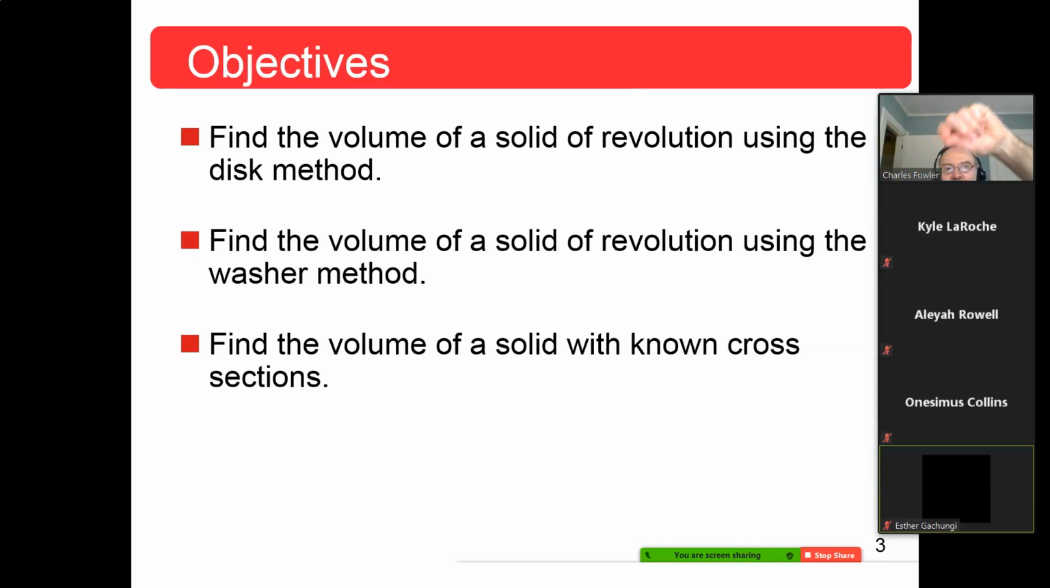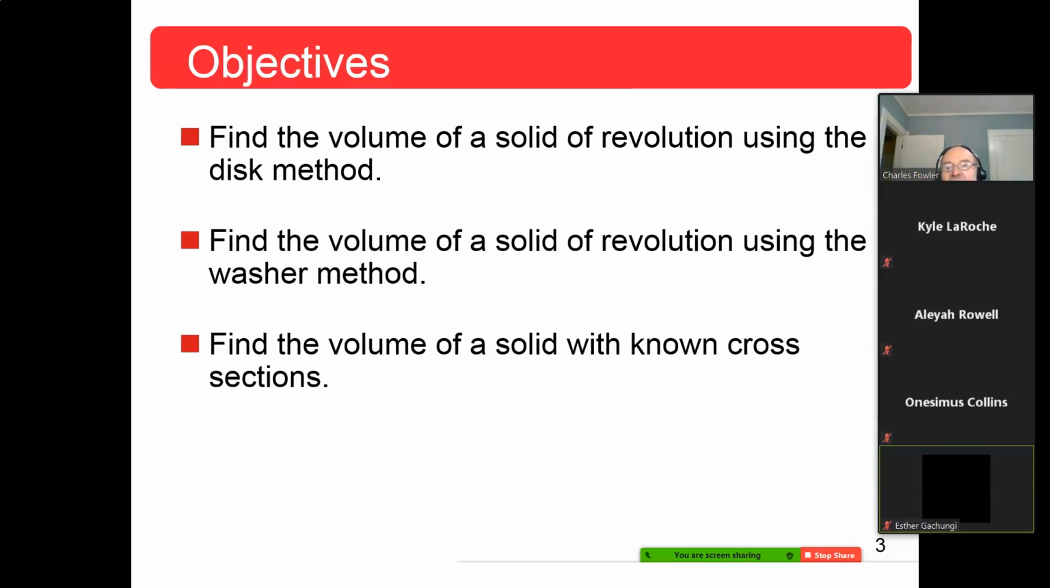Taking a curve, whatever the curve is, revolving it around the axis or some axis. It doesn't have to be the x or the y axis. It could be the line x equals 3, or anything like that. We'll find the volume of a solid of revolution using what they call the washer method. Now, the difference between a disk and a washer: a disk is a solid circular shape. A washer has a little hole in the middle.